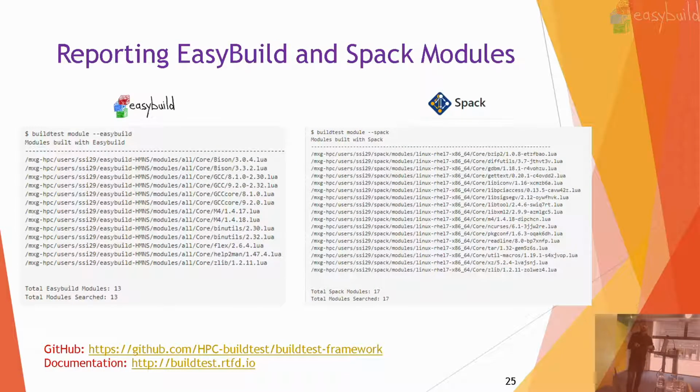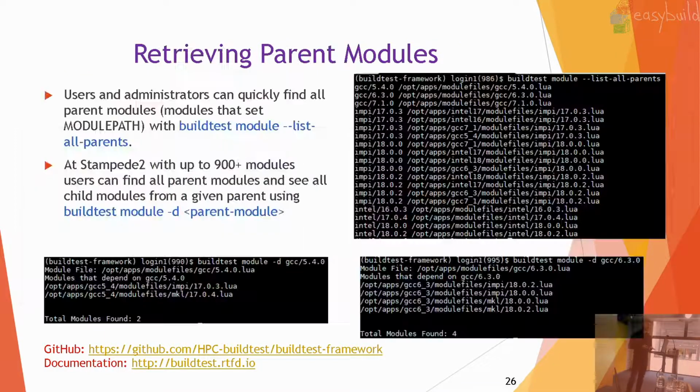Now, the testing may result in some false positives, and it's really up to you if you think it is. Anyhow, Buildtest can also report modules like for EasyBuild and Spack. It's pretty easy to do because EasyBuild and Spack both have a signature in the module file, and Buildtest just reads the module file and checks if that signature is there, and it just reports all the modules listed. I particularly use both EasyBuild and Spack in our environment, so to differentiate the two is kind of important.